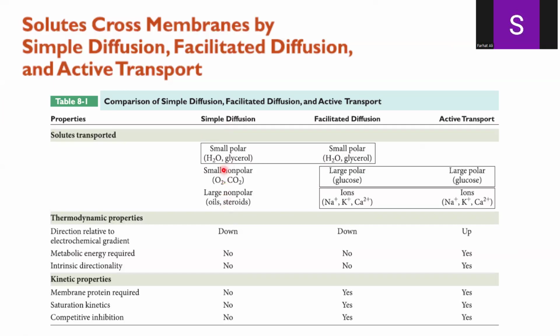For example, small non-polar or polar molecules can be transported. Likewise, other non-polar molecules like steroids or other different types of substances, for example, fat soluble vitamins or other substances which are non-polar, could be transported easily by the process of simple diffusion through the membrane. The other process is facilitated diffusion.